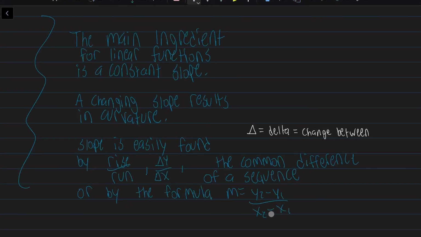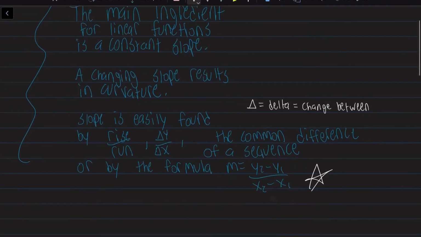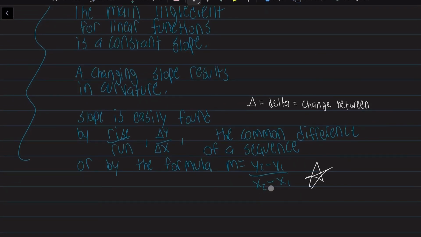Put a big star by this once you write it down. m equals y2 minus y1 divided by x2 minus x1. That's a super important equation, and it looks like a lot, but like I said, once you practice it, it's going to be nothing. It's just subtracting and then dividing. That's all that this says: subtract some y's, subtract some x's, and then divide them, and that's an answer. That's going to be the slope.